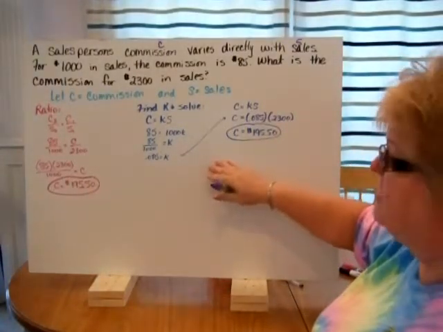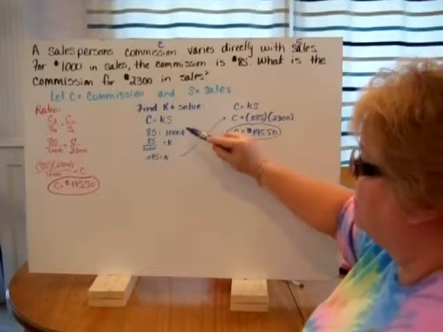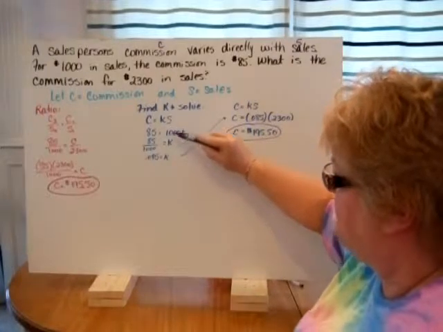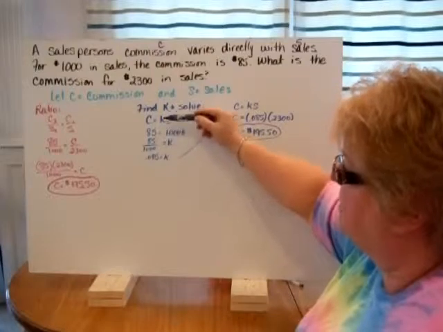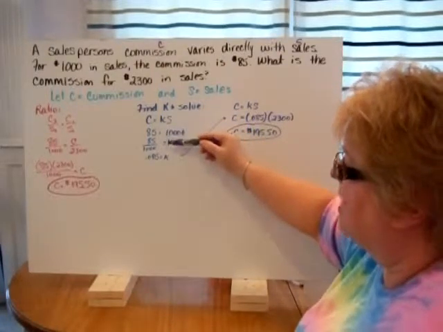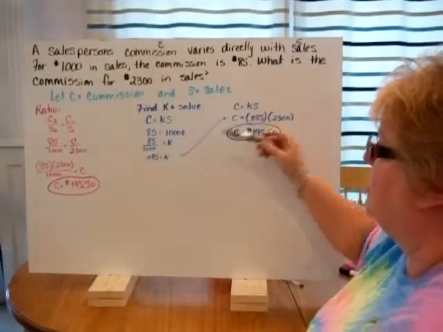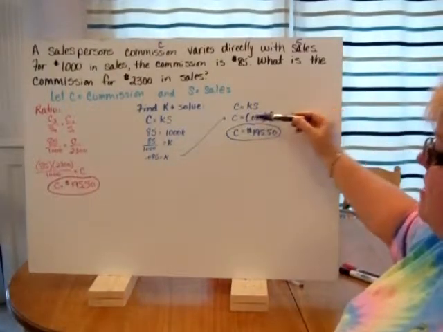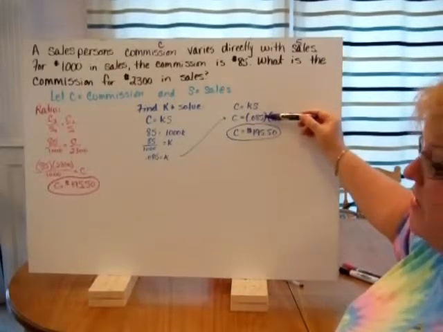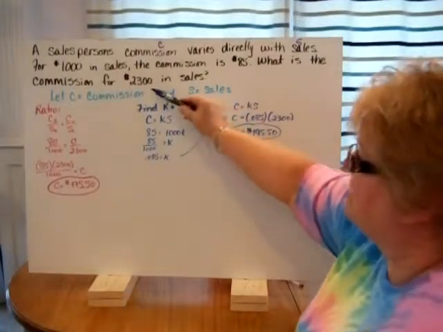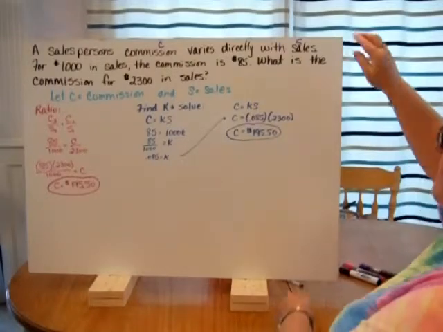Once again, if you prefer the second method, you're going to find K and solve it. You know that 85 is equal to 1,000 K, because your commission is 85 when your sales are 1,000. So K is equal to 85 divided by 1,000, or 0.085. Then you plug that back in. Your commission is 0.085, your constant of variation, times your sales, which are 2,300, and once again, you get 195.50.